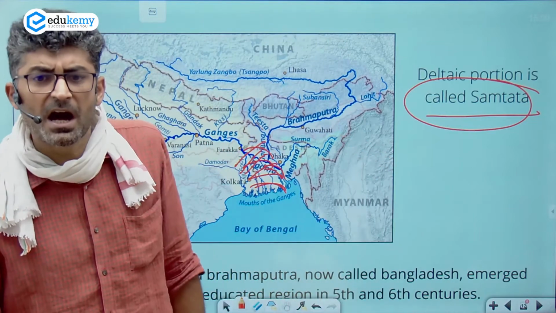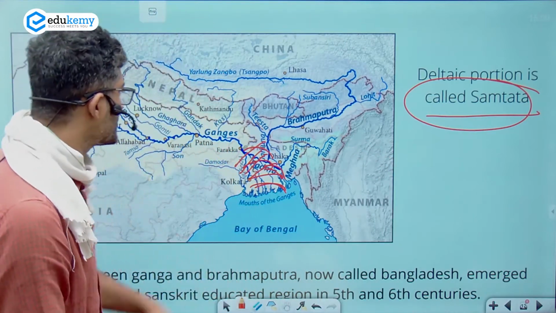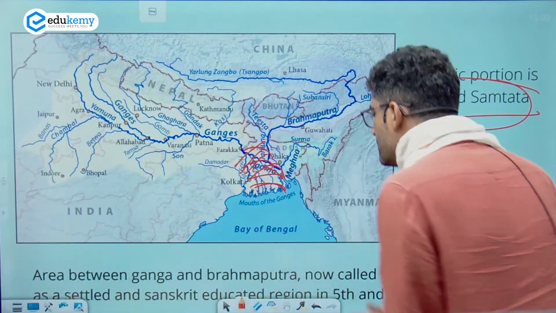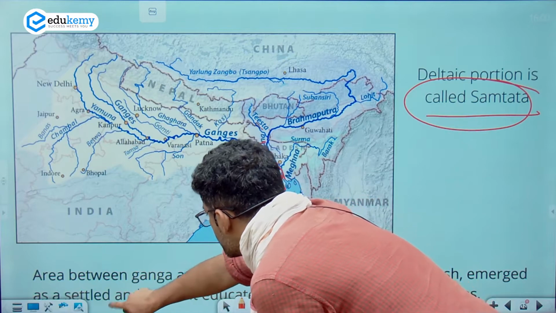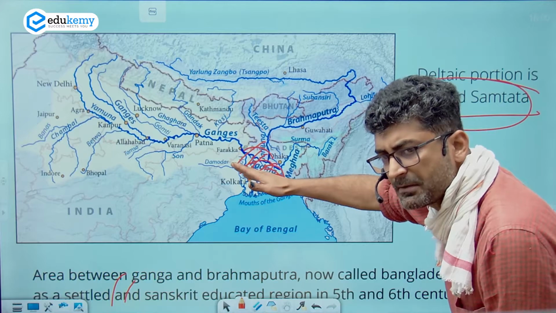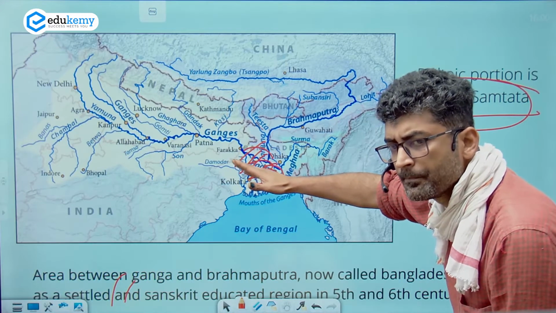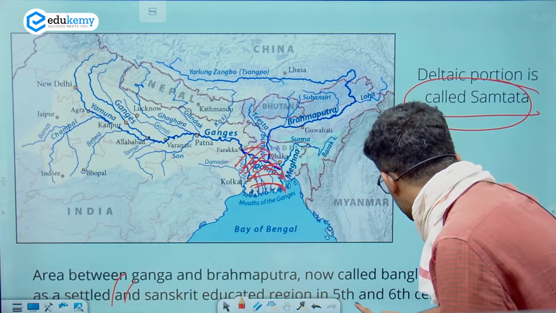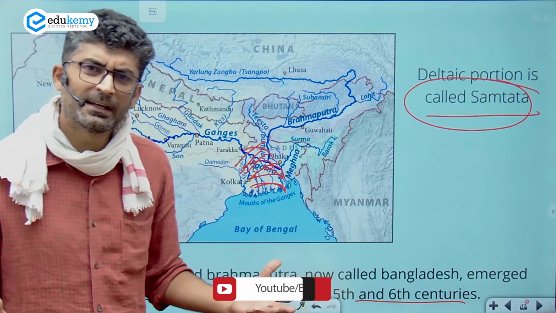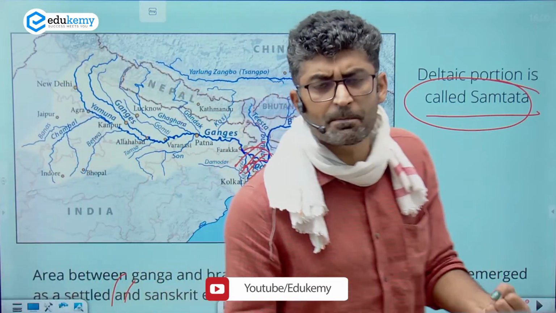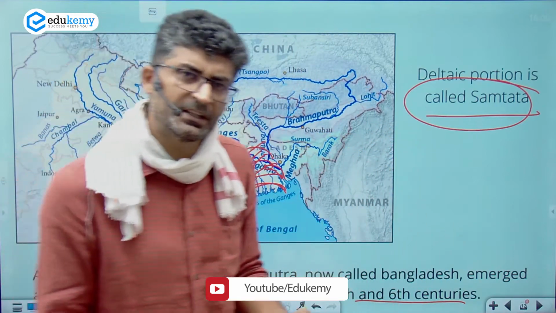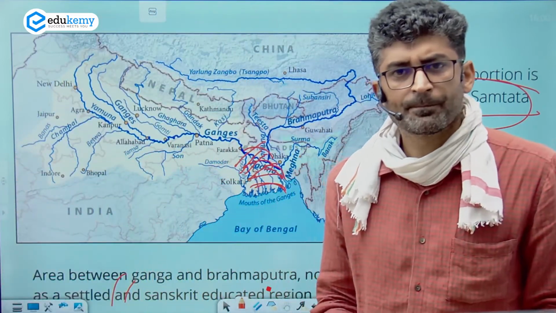The area between Ganga and Brahmaputra, this region which is now called Bangladesh, started becoming settled because these were alluvial plains. These were alluvial plains, isn't it? They are not red soil region. So here we see that in Gupta times the Brahmanical culture did become entrenched. Sanskrit, the region got Sanskritized. The Bangladesh region.